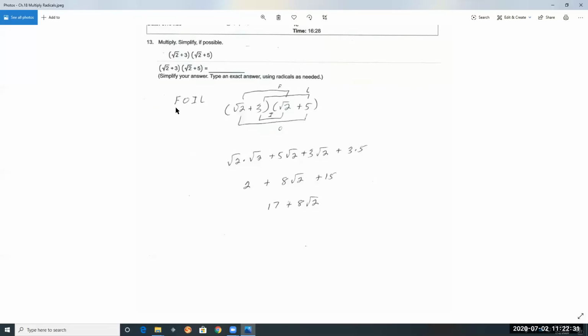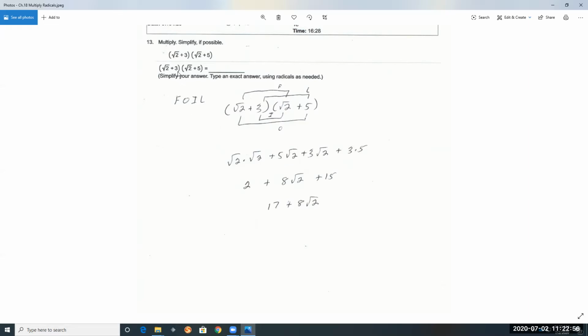In this problem, we're asked to multiply two binomials. Just like we did with algebraic expressions, we can do this with radicals the same way. Using FOIL, F-O-I-L, we multiply the first terms together, square root of 2 times the square root of 2. We multiply the outer pair of terms together, square root of 2 times 5, or 5 square root of 2.